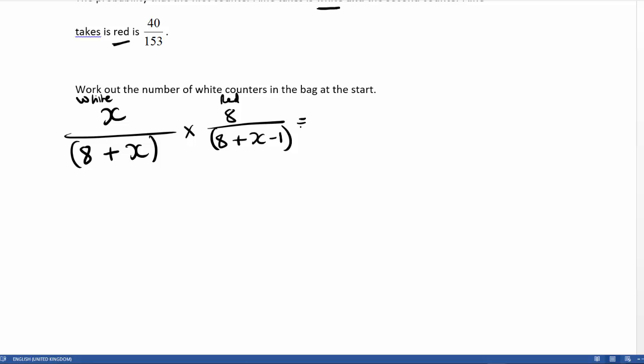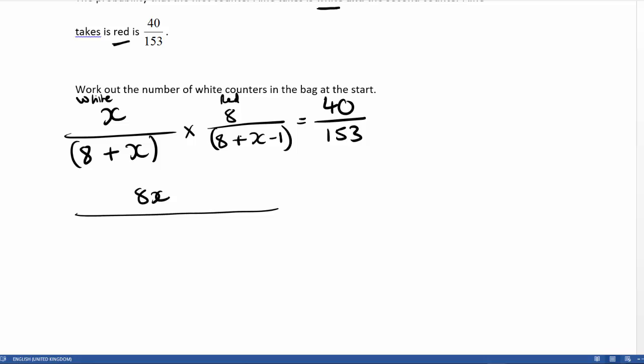And we know that when we multiply these two events, we're going to get 40 over 153. Okay? So what we're going to do, we're going to use a little bit of algebra, and we're going to multiply the numerators and the denominators together. So let's do the numerators. 8 times x is just going to be 8x.